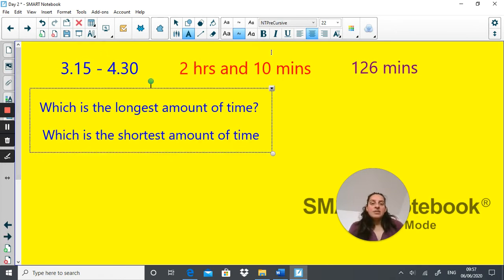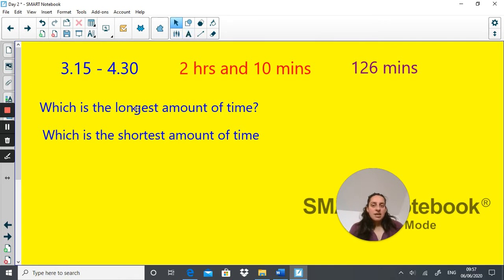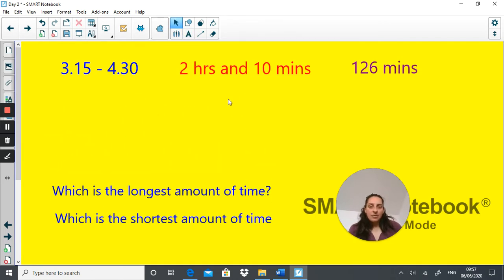So here we have time durations: 3:15 to 4:30, 2 hours and 10 minutes, and 126 minutes. What is the longest amount of time and what is the shortest amount of time? Let's have a look at this now. What would make this easier, I think, would be if first we worked out the time between 3:15 and 4:30. And as you all know, we can do this using a number line.